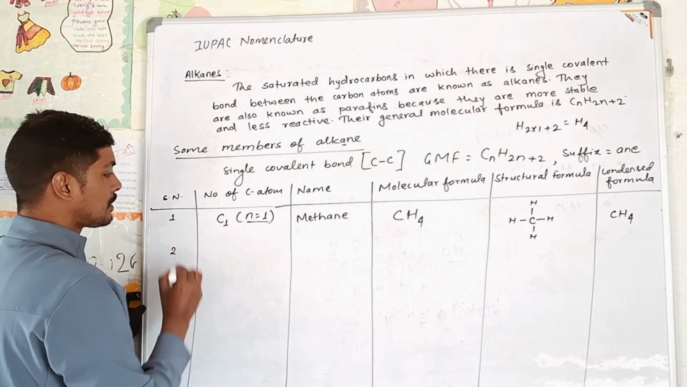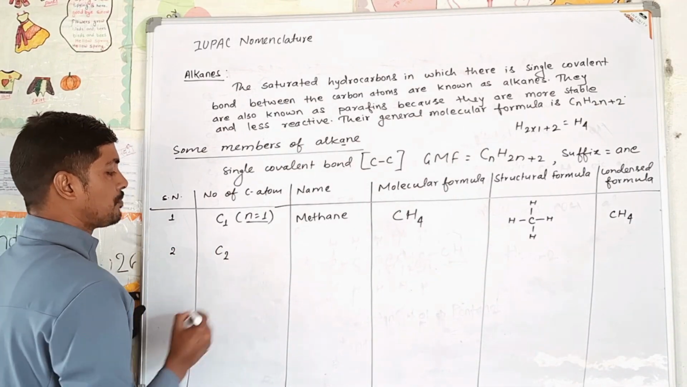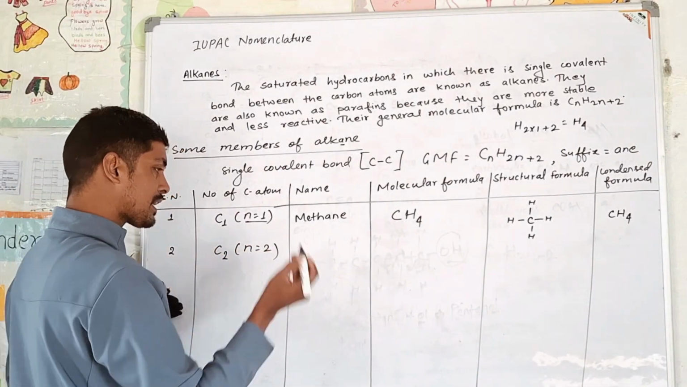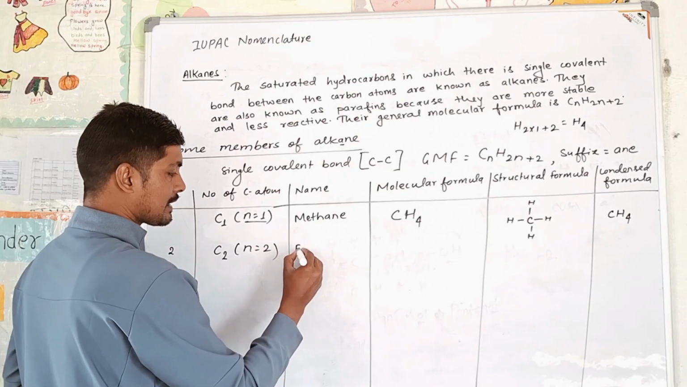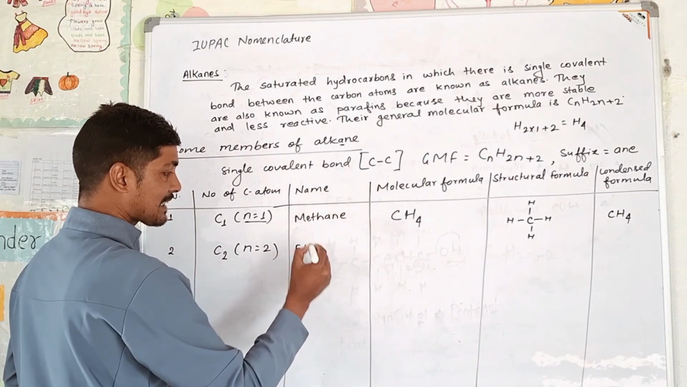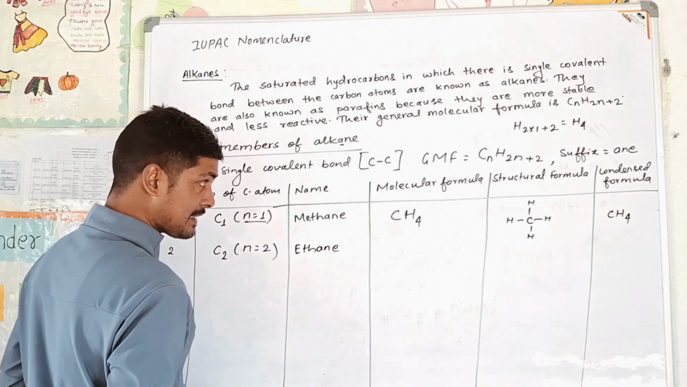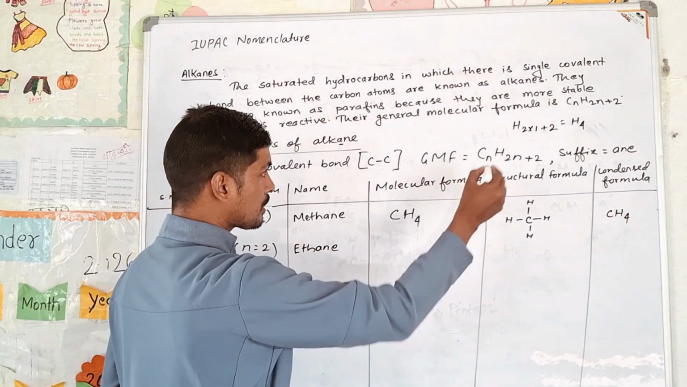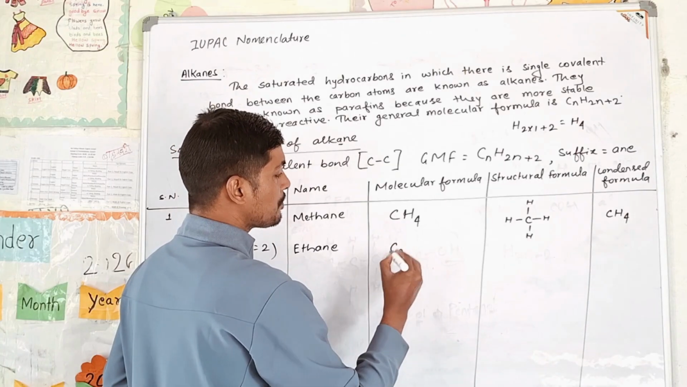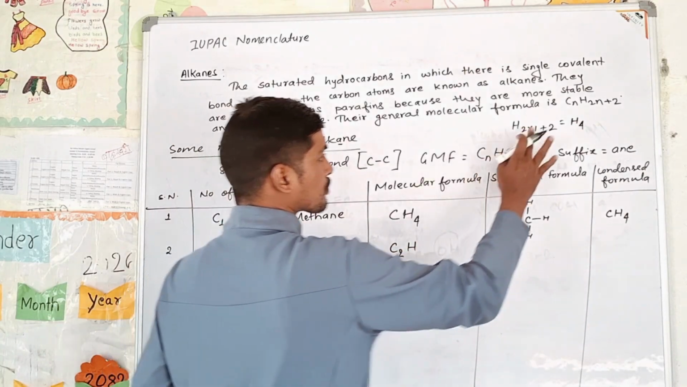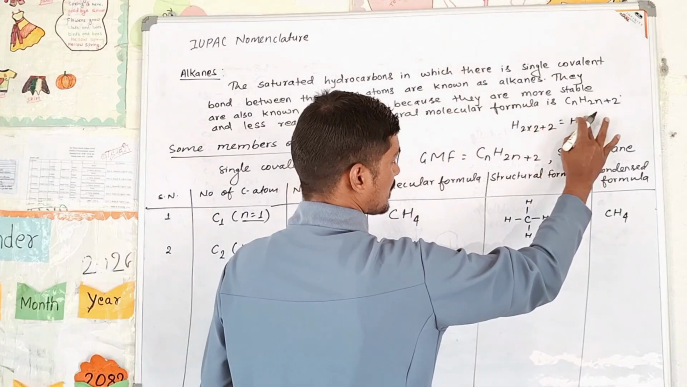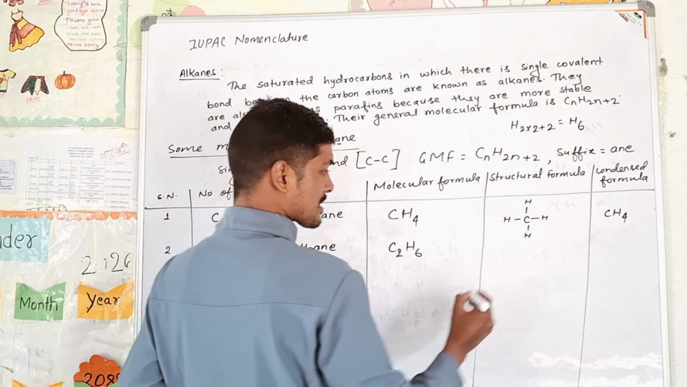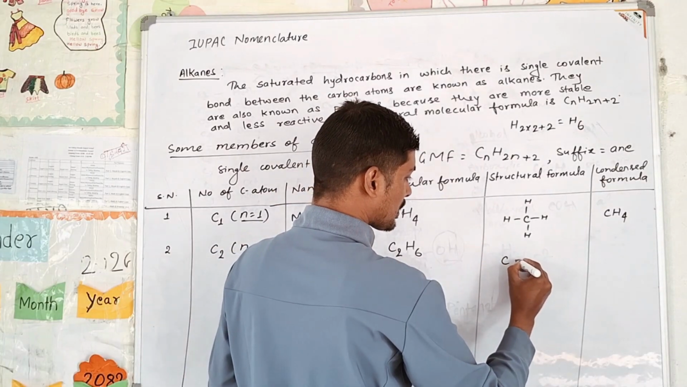See number 2, C2, N is equal to 2. If N is equal to 2, or if there are 2 carbons, what will be the root word here? Eth. Since it is alkane, write ANE, the primary suffix. Then what will be the molecular formula here? C2H how many? Here multiply by 2, it will be 6. C2H6.